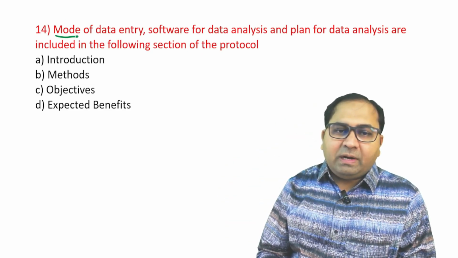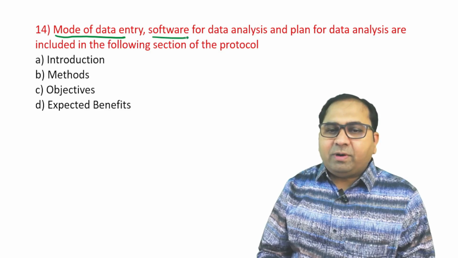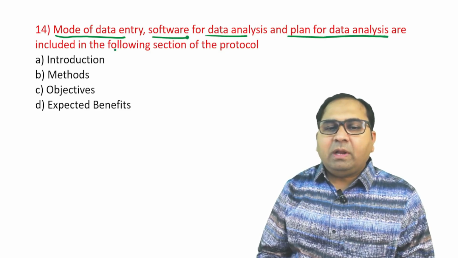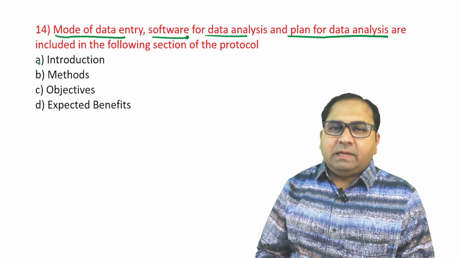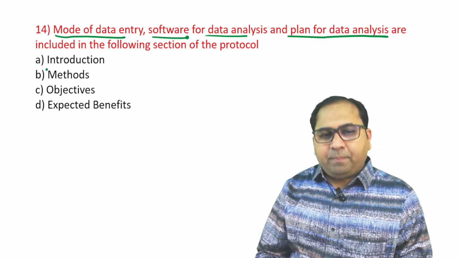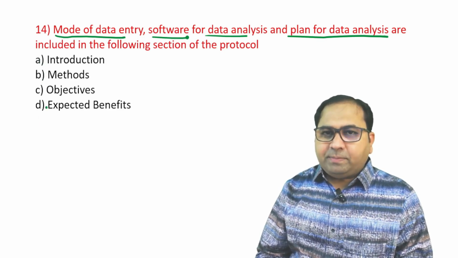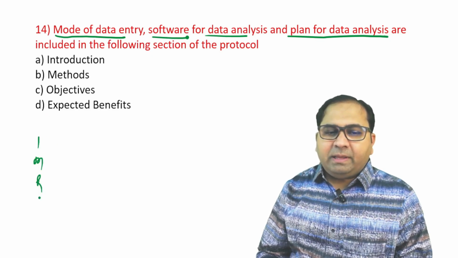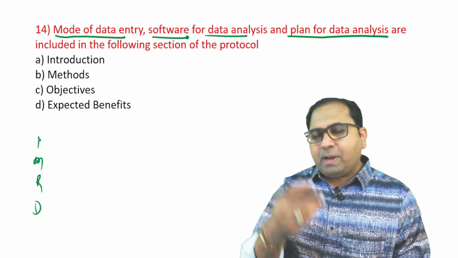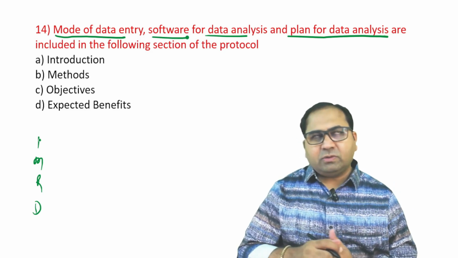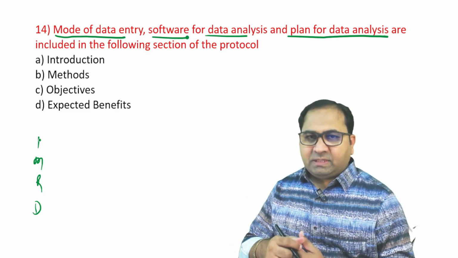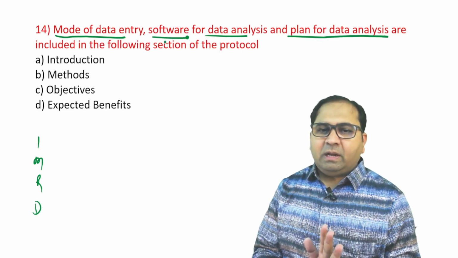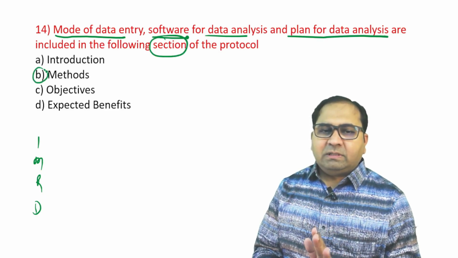Once again, the mode of data entry, the software for data analysis, and the plan for data analysis are all included in which section? Is it A, introduction, B, methods, C, objectives, or D, expected benefits? From the IMRD, as I told you, please go back to the previous questions from this chapter. The answer for this question is that all these things are included in the methodology section.